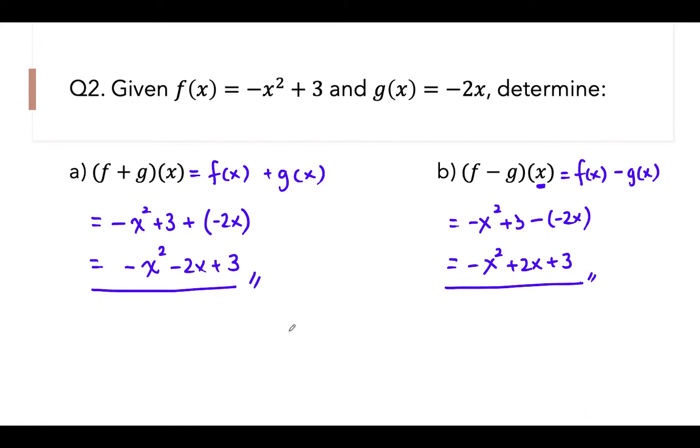Now, as an extra question, what about the domain of f plus g for the first one? Where do they overlap? Well, just by looking at the finished function, you will notice that it's a parabola. If it's a parabola, then x can be any real number. Same thing for subtraction. It's a parabola, so for plus or minus, x can be any real number.